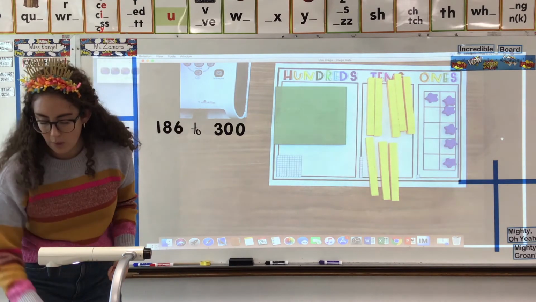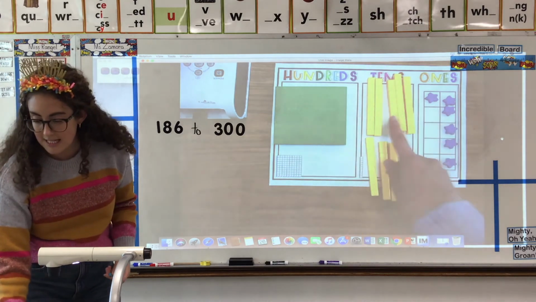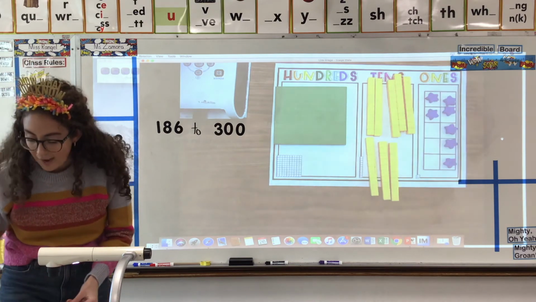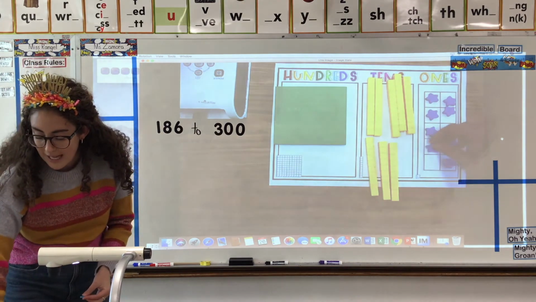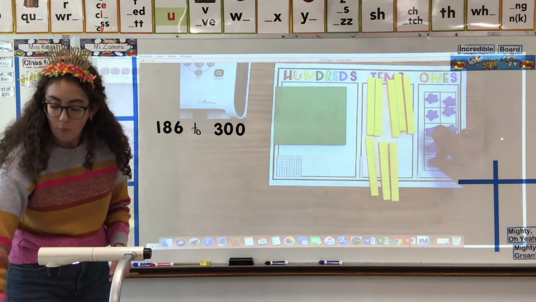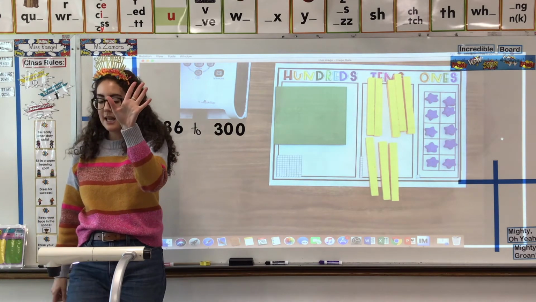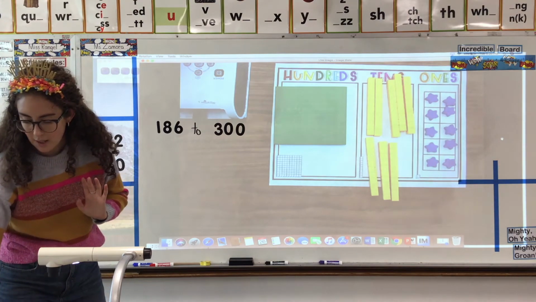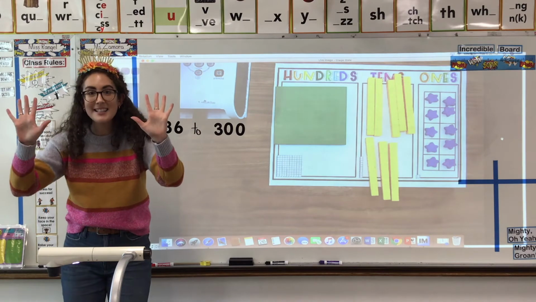Here we go. Can you all say 186? 186. Let's keep counting. 187, 188, 189, and then we get 190. But we're pausing, take a look. How many ones do we have, second grade? How many ones? We have 10 ones.